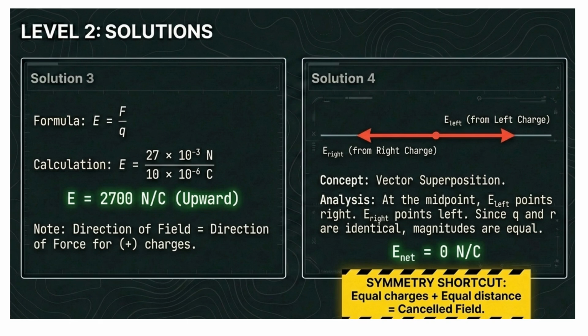Solution 4 uses vector superposition. Notice that the electric field from a positive source charge points away from the charge. Therefore, the electric field from the charge to the right points to the left, and the electric field from the charge to the left points to the right. Since the charges and distances are identical, the electric fields cancel out at the midpoint, resulting in a net electric field of 0 newtons per coulomb.